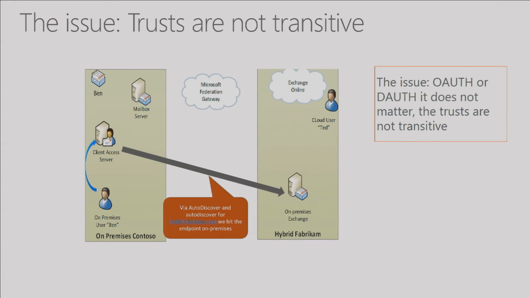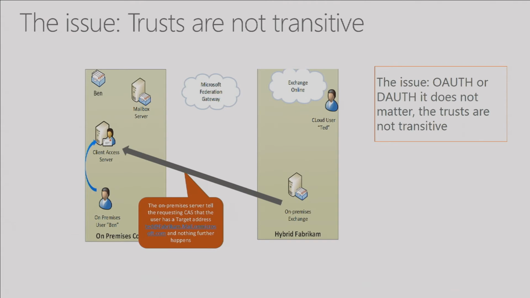Once we get that delegation token back, we send a free busy request because the user that you're looking for is ted@contoso.com. We send the free busy request over to the on-premises Fabricam environment, okay? Once that happens, the Fabricam environment says, oh, I know the user, but he's been moved to Office 365. His target address is contoso.mail.onmicrosoft.com, okay? So it tells the requesting server, hey, that mailbox has been moved. You need to go and request free busy there.